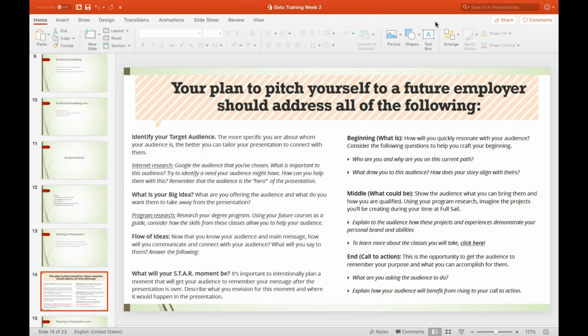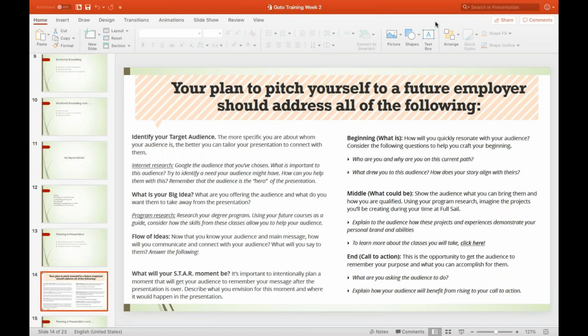So what will your star moment be? It's important to initially plan a moment that will get your audience to remember you after the presentation is over. Say you're going to pull out a chart or do something else. Your star moment is how they're going to remember you. What are you going to do that will have them say, this applicant did this and stood out? That's your star moment. That's going to be the big part. How are you going to get them to remember you? How are you going to grab their attention the most?